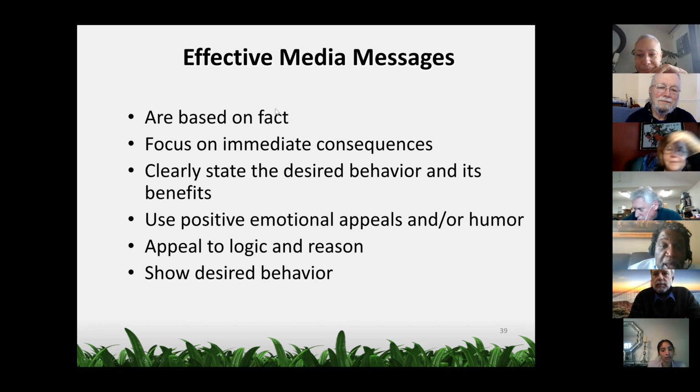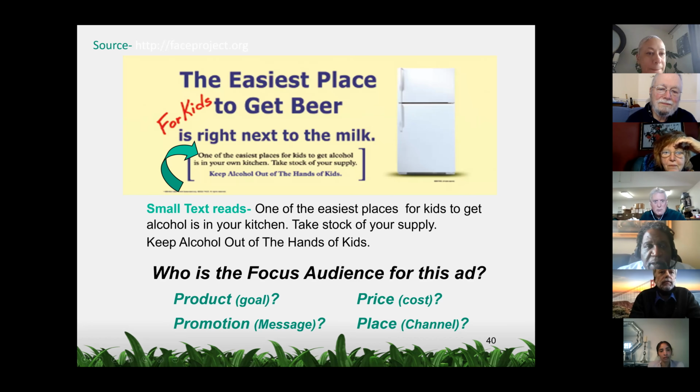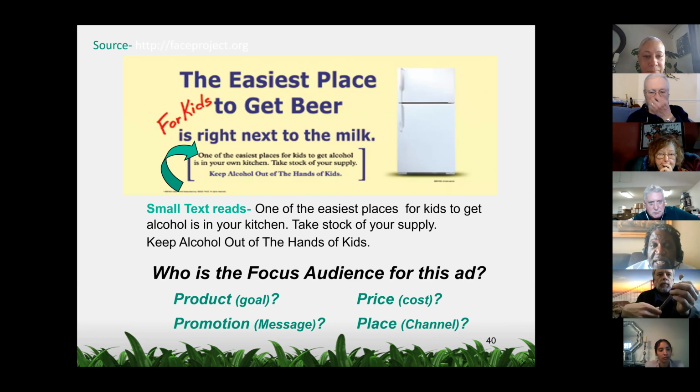Good deal. Good effective media appeals to logic and reason, like you said, Minu. And it shows a desired behavior, right? Take a look at this one, you all. It says the easiest place for kids to get beer is right next to the milk. It says take stock of your supply, keep alcohol out of the hands of kids. So who's the focus? What's the product? What's the price? You should always be asking yourself these questions when you're looking at media messages. What's the promotion? What's the place? Understanding this is really important to how you talk about message and media and marketing.